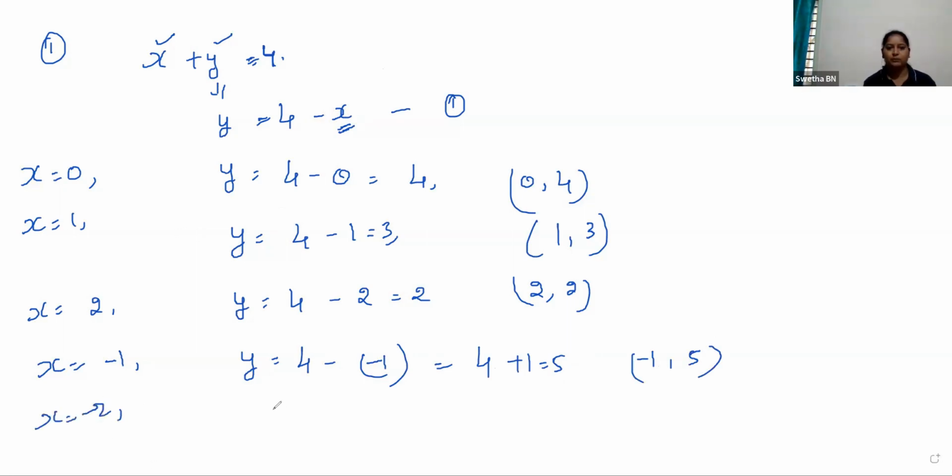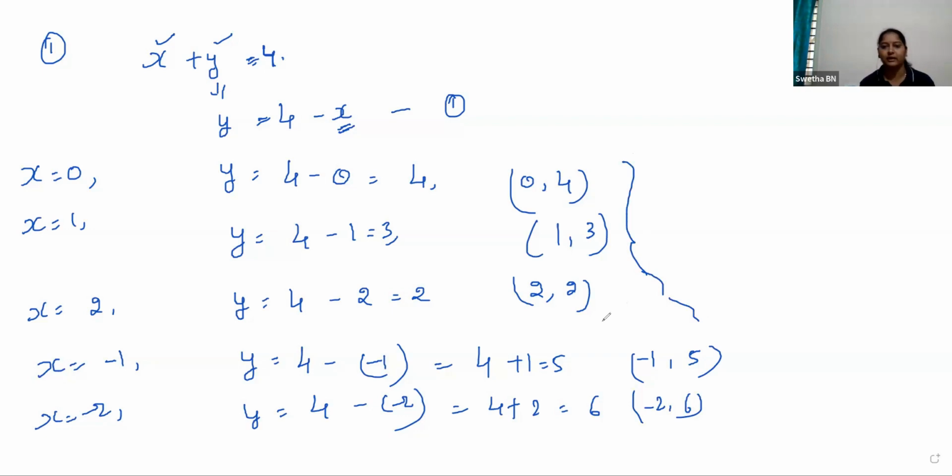Let x is equal to minus 2. So 4 minus minus 2 is equal to 4 plus 2, that is equal to 6. So these are all the point coordinates, right, children? So you have to plot the graph.